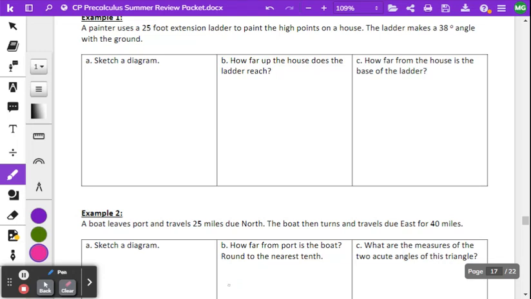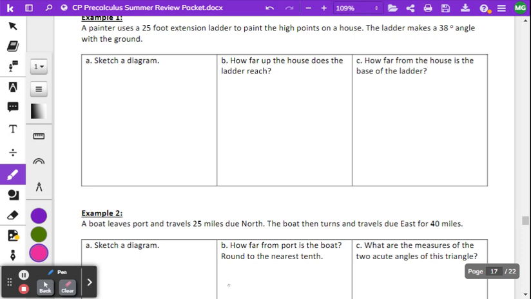Hi there. What we're going to be working on right now is taking all that trig that we know and using it to solve word problems and application problems. So this really hinges on drawing a diagram that is accurate. So let's look at the first problem.